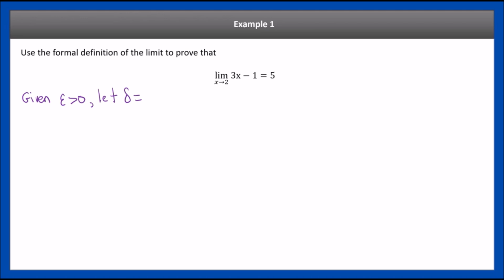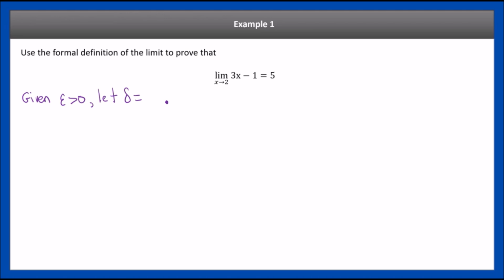Remember that to prove the limit, we have to show that for every epsilon, there exists a delta. If there exists a delta, then we need to figure out what that delta is. So we're trying to prove what delta is, but we don't know what it is right now. So we're going to work backwards to find delta. Given epsilon greater than 0, let delta be some number, which we'll find out. I'll put a period here because that's a sentence, but we'll figure out what delta is later.